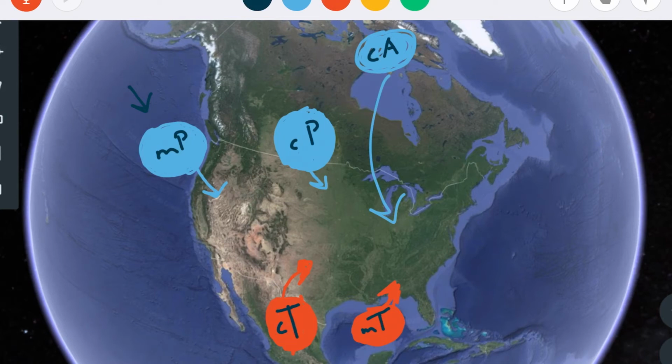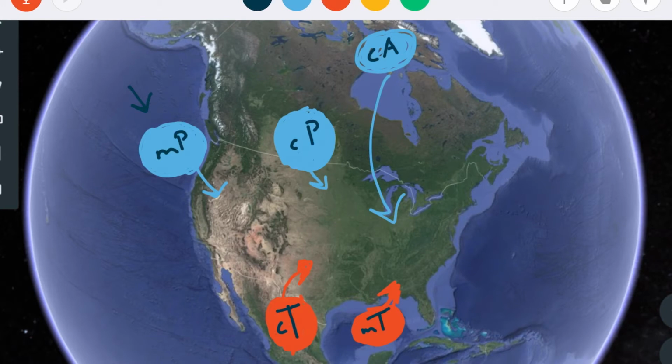Hi everyone, this is kind of a continuation of what we learned with air masses. So here's that last slide from the air masses where we had continental Arctic, continental polar, maritime polar, continental tropical, and maritime tropical air masses. The idea of this next lesson is what happens when those things combine on the surface of Earth.